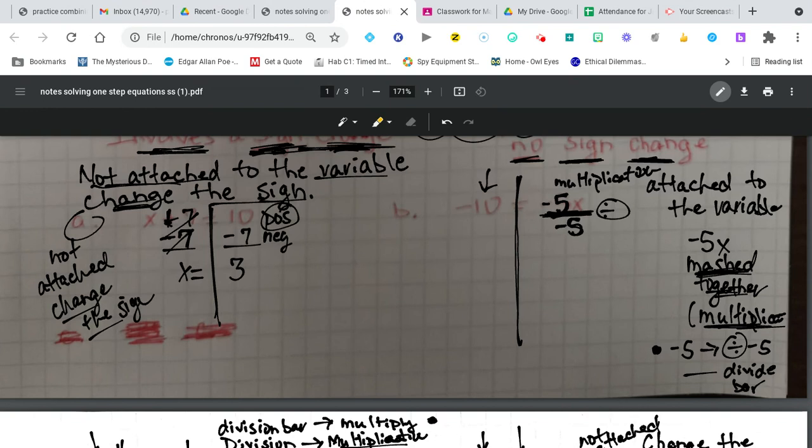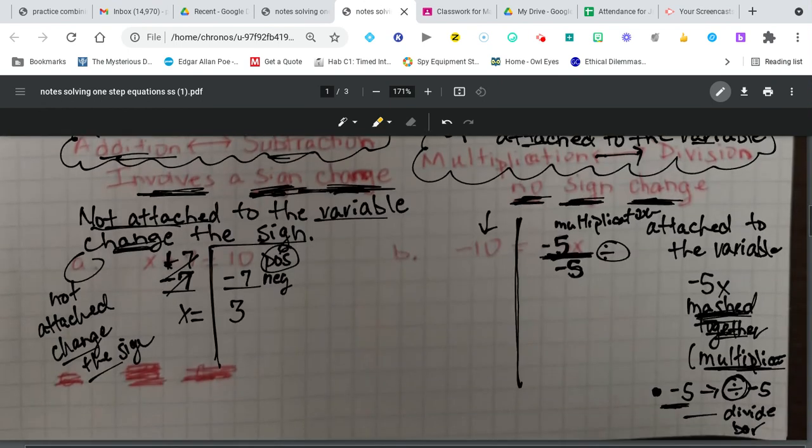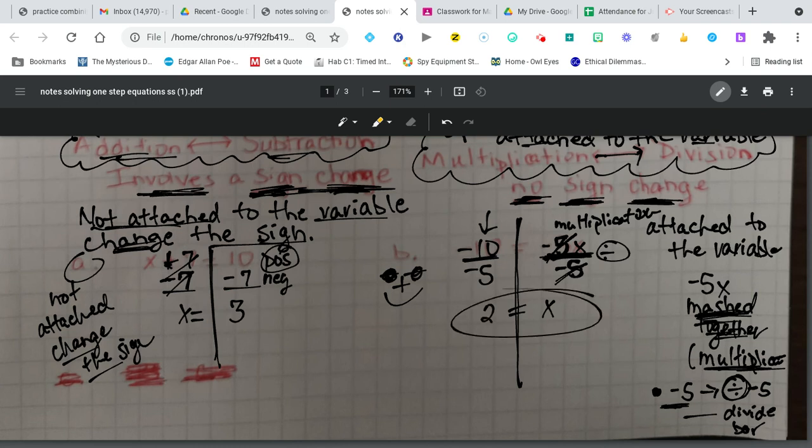On B, it was mashed together, which indicated that it was multiplication. So I did the opposite or inverse, which is division. When it's division or multiplication, make sure you do not change the sign. So that's why I kept the -5. You only change the sign if it's not attached. So if I divide by -5 on the right, I got to cross the line and divide by -5 on the left. These cancel, and I'm left just with x. Now, for multiplication and division, you got to use the smiley face, or same positive, different negative. So -10 divided by -5 is positive 2.